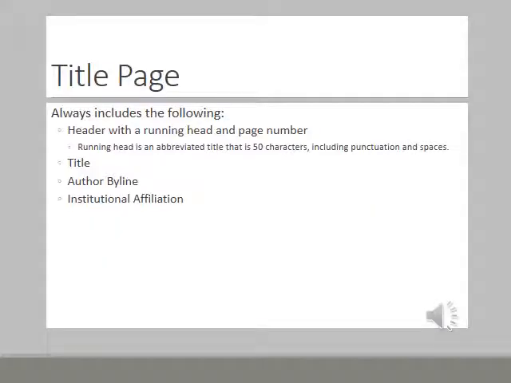The title page always includes the following: a header with a running head and page number, which we just looked at how to do, the title of the paper, the author's byline, and the institutional affiliation. Sometimes the professor may require something else, but usually does not.